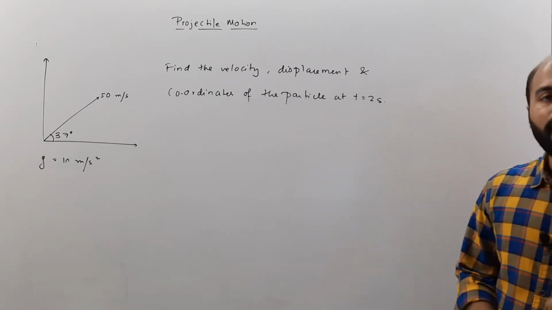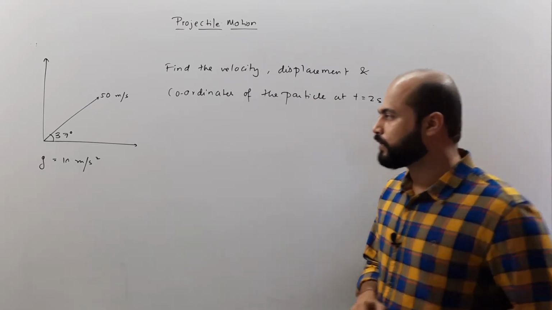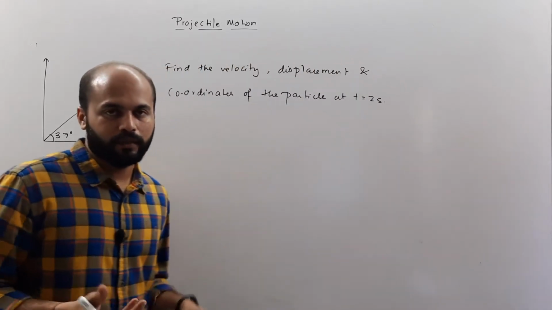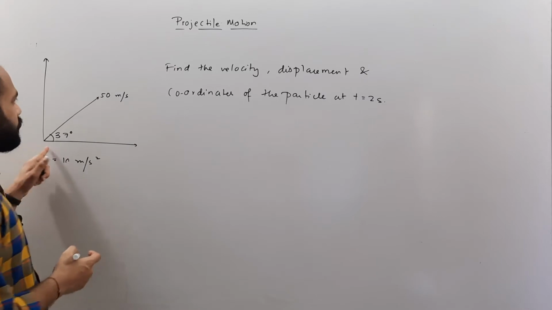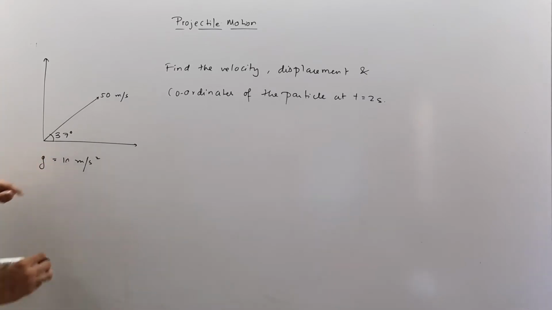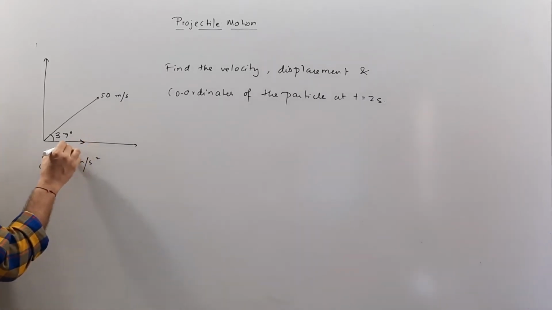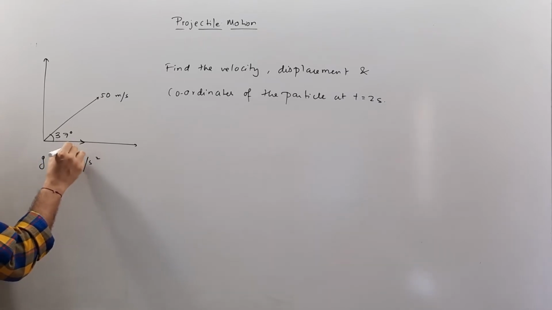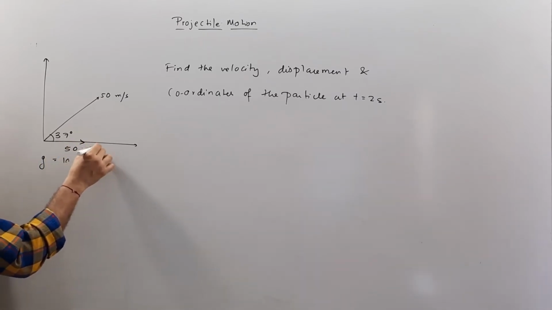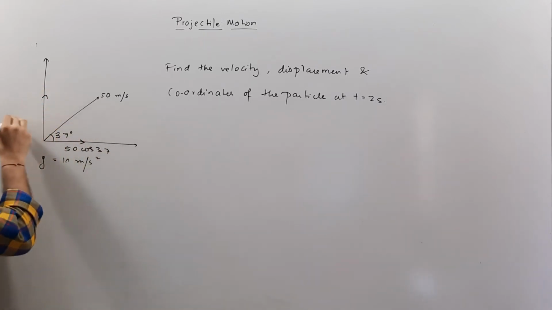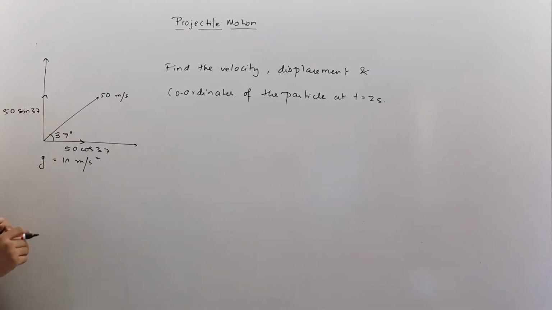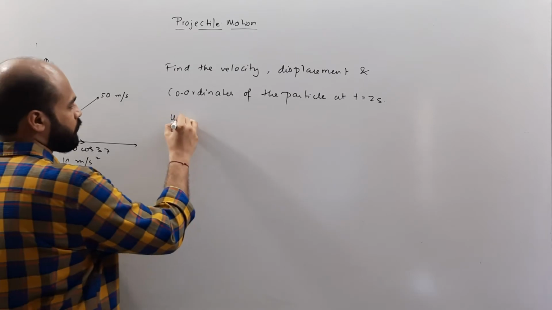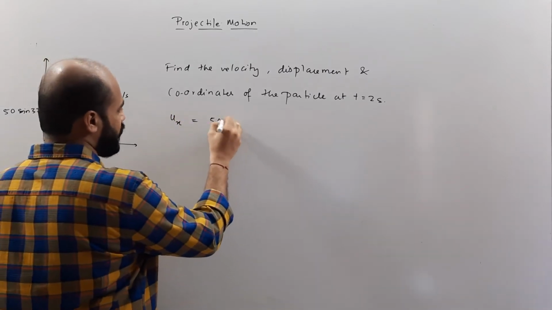Now, while deriving the equation, we have seen that we can write the velocity as Vx and Vy. So, definitely at 2 seconds, initially we can write it as 50 cos 37, and this initial is 50 sin 37. That's what we have seen. So, we'll just make a note of it. Ux initially is 50 cos 37.